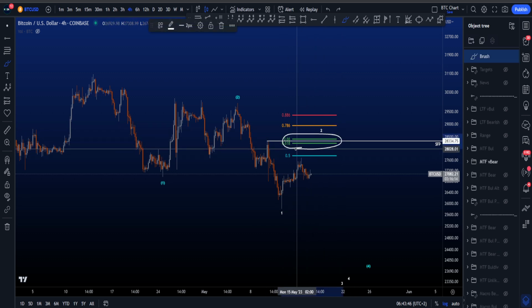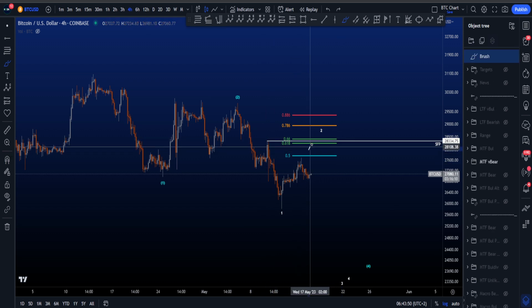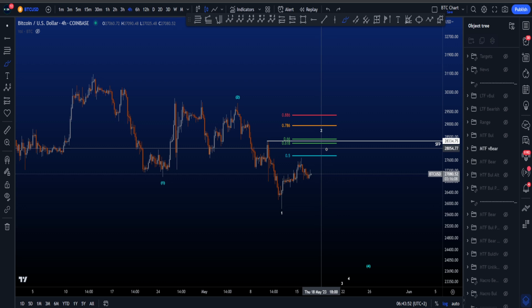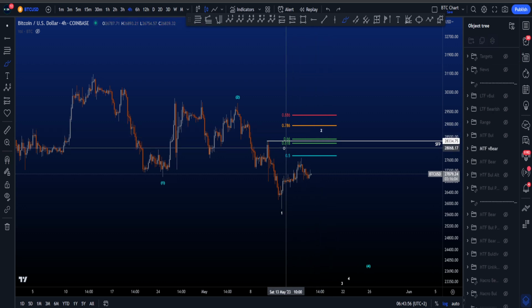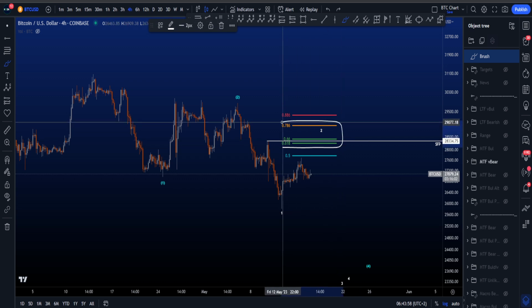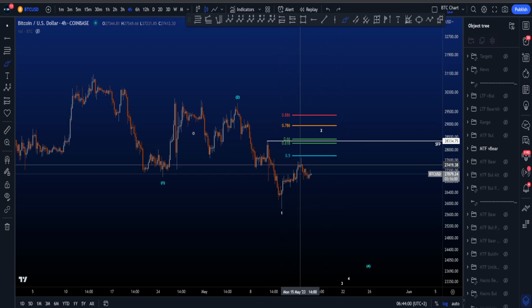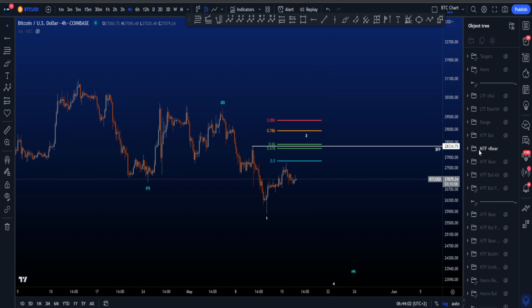Also the golden pocket quite nicely connected with the highs over here for a potential bit of a liquidity grab and a move to the downside. So we have to wait and see how price is going to reach these areas, because actually the area between the golden pocket and the 786 is quite important for the bullish or the bearish scenario.